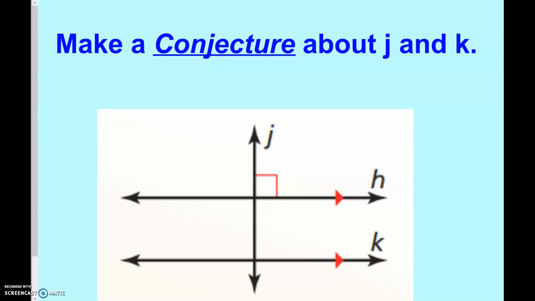All right, what do we have here? H is parallel to K. We know that for sure by looking at the diagram. And we know that J is perpendicular to H. What can we now conclude about line J and K? Is J going to have to be perpendicular to K also? And yes, it is.